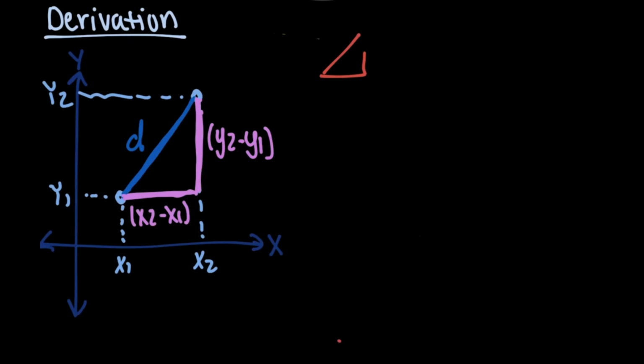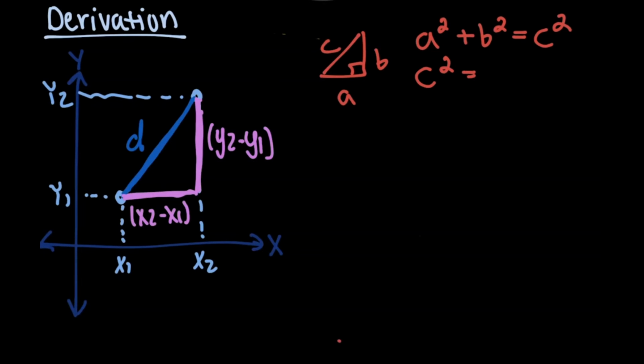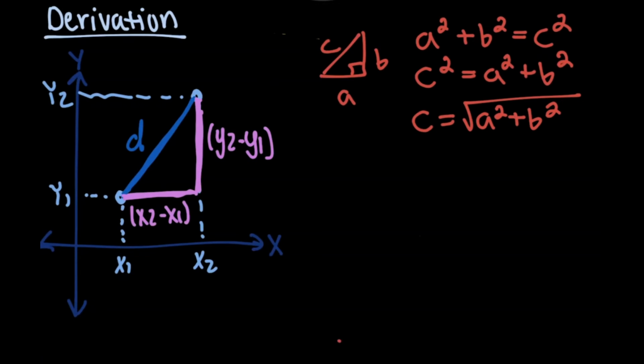And we know from Pythagorean's theorem that you can relate the three sides of a triangle by a squared plus b squared equals c squared. Then we can solve for c. We can rearrange our equation and write it as c squared equals a squared plus b squared. c equals the square root of a squared plus b squared.